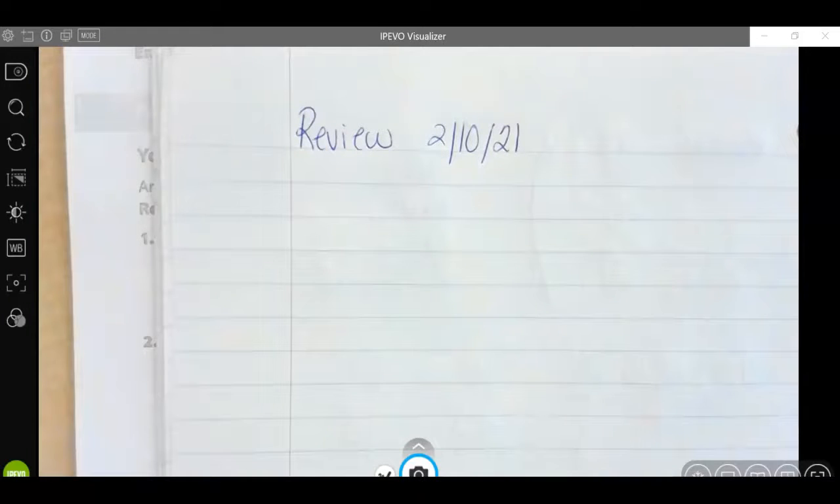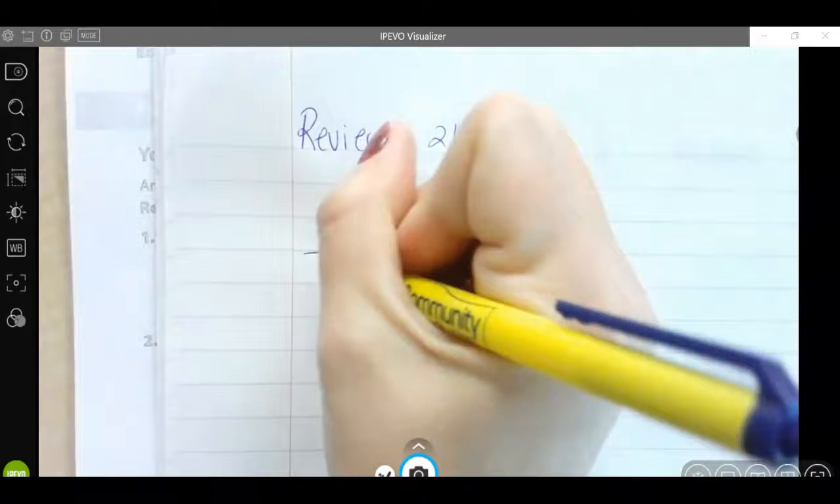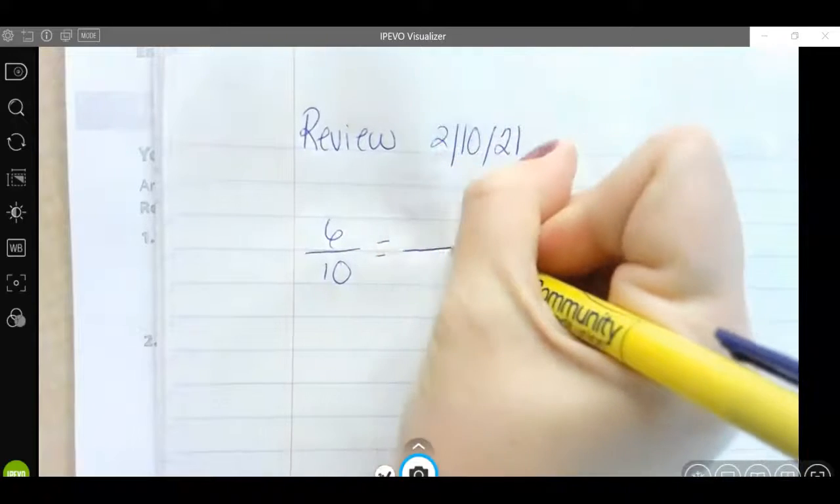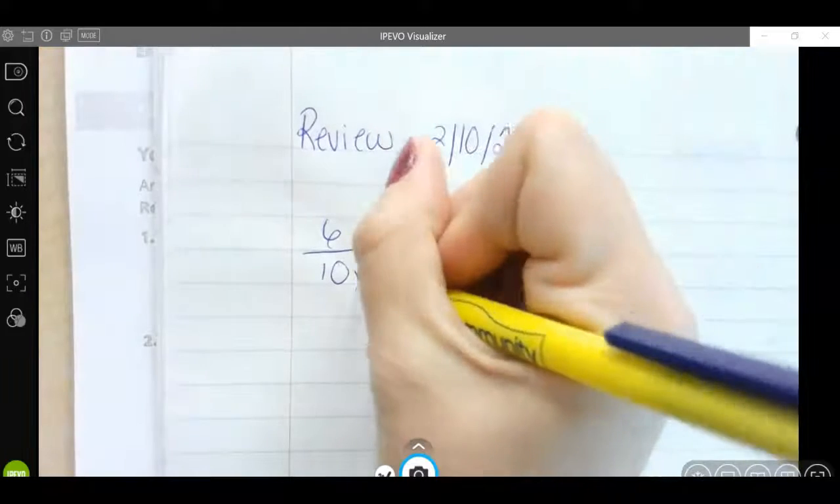Find equal fractions and then common denominators. So let's start with 6/10. I want to just find an equal fraction to 6/10. What can I do to find that? Times by what, Noah? 2.